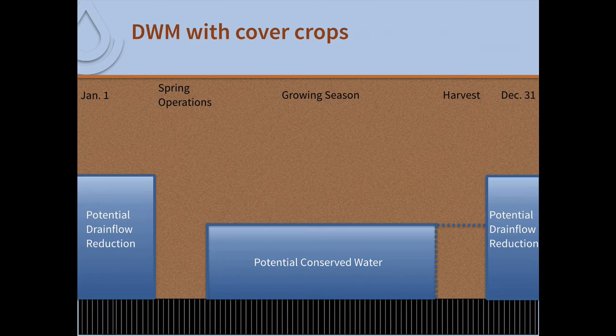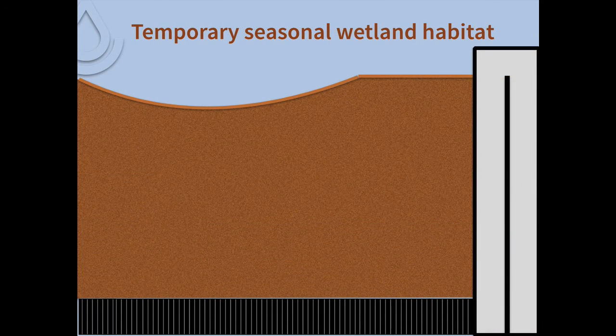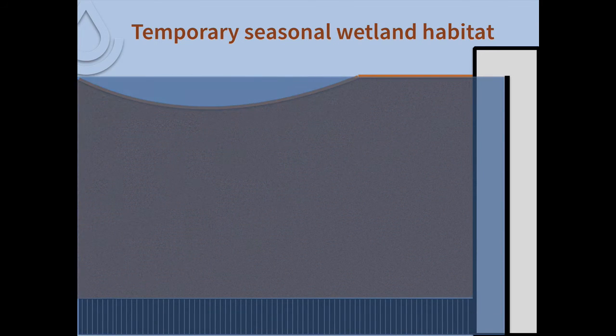In some cases, there may be the potential and desire to create some temporary seasonal wetland habitat using the drainage water management system. And so in that case, the boards would be set very shallow at or close to the soil surface, such that potentially water could be brought up to the surface and fill in some depressions and create some ponded water and some shallow water wetland habitat at times of the year.